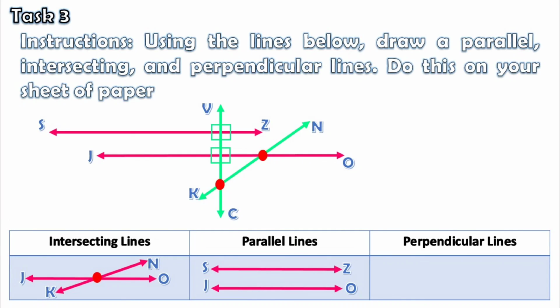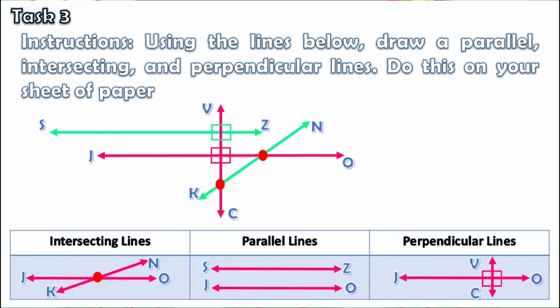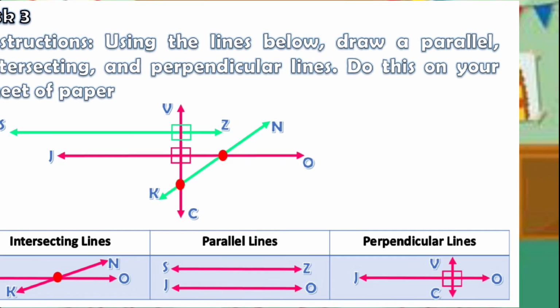Now, let's find and draw the perpendicular lines to our lines. One of the perpendicular lines is line JO and line VC. If you have other perpendicular lines visible, you can add them to your answer sheet.